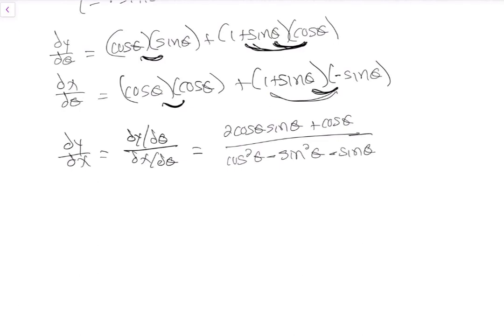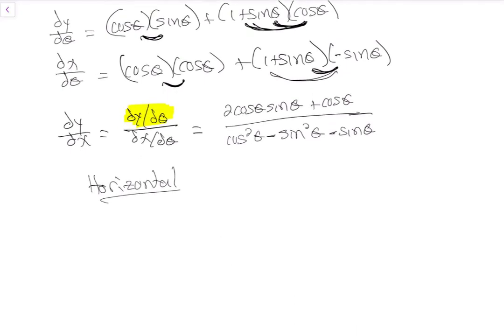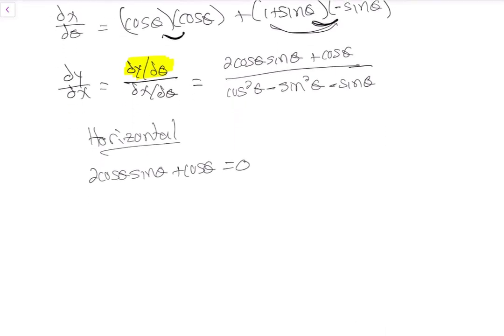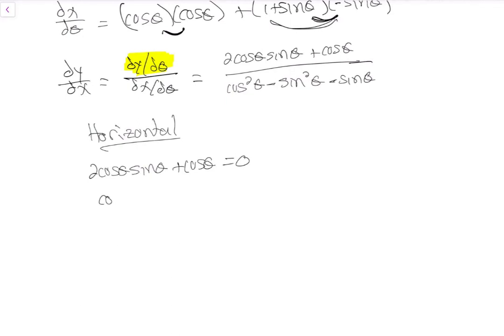All right, so for the horizontal tangents, I'm going to set the numerator equal to 0. The only time a fraction is equal to 0 is when its numerator is 0. So I'm going to take the numerator of our derivative, set that equal to 0, and solve that equation. Now in this case, it looks like I can factor. So let's factor out a cosine theta. We're left with 2 sine theta plus 1. I'm going to set each of those factors equal to 0.